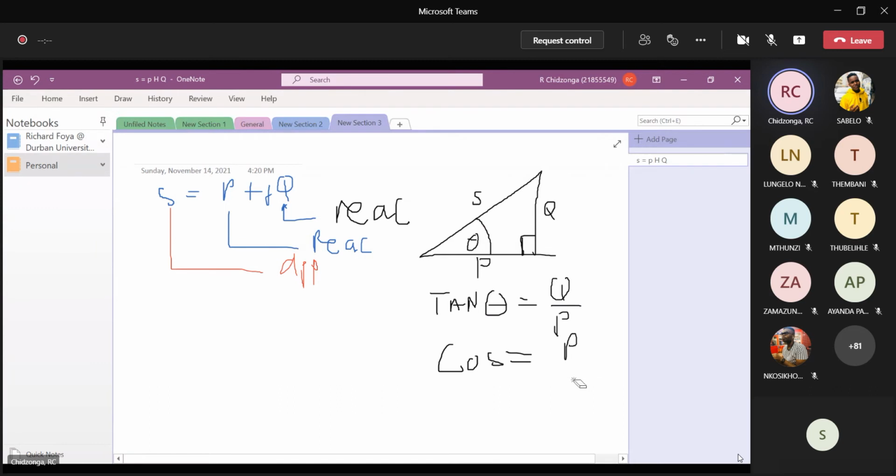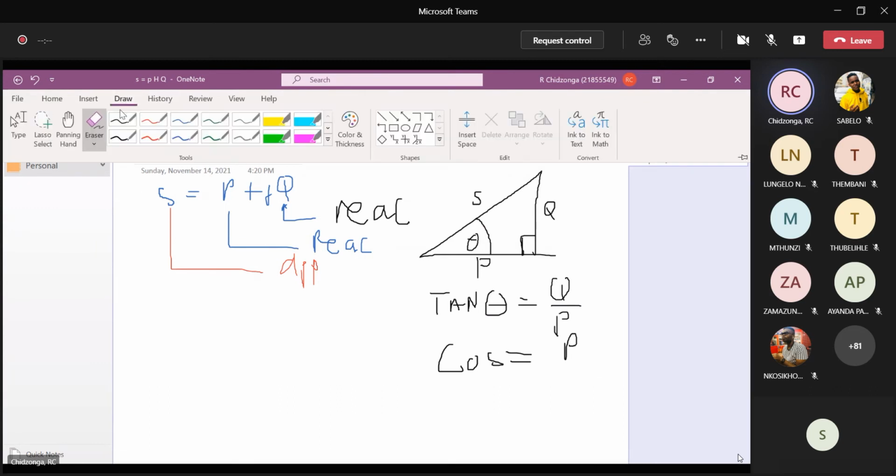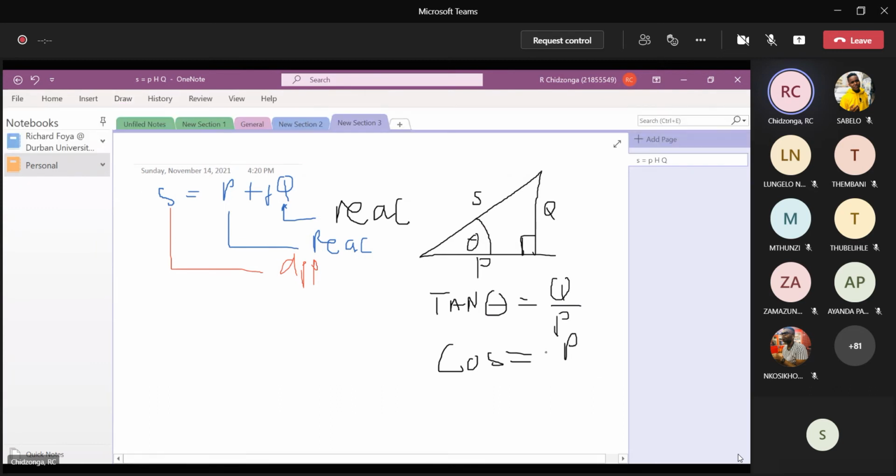All right. This is S. You see that? And this is what we call the power factor. I explained it before, so I'm not going to explain it again.